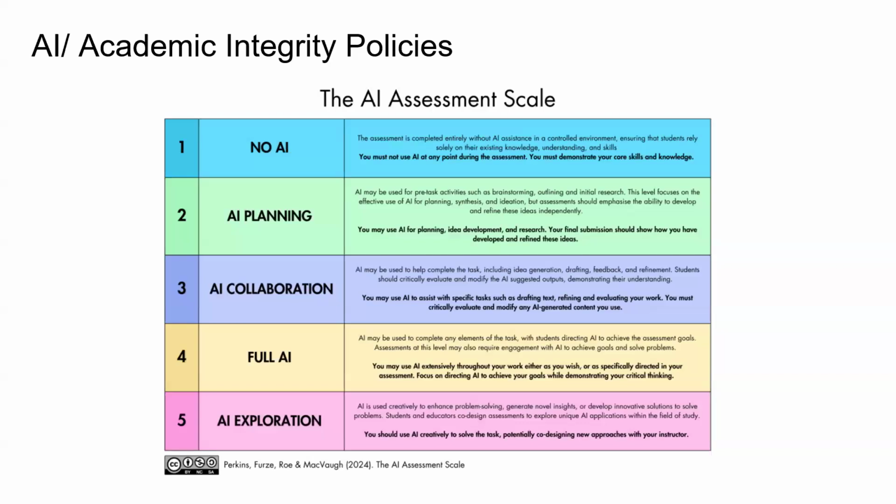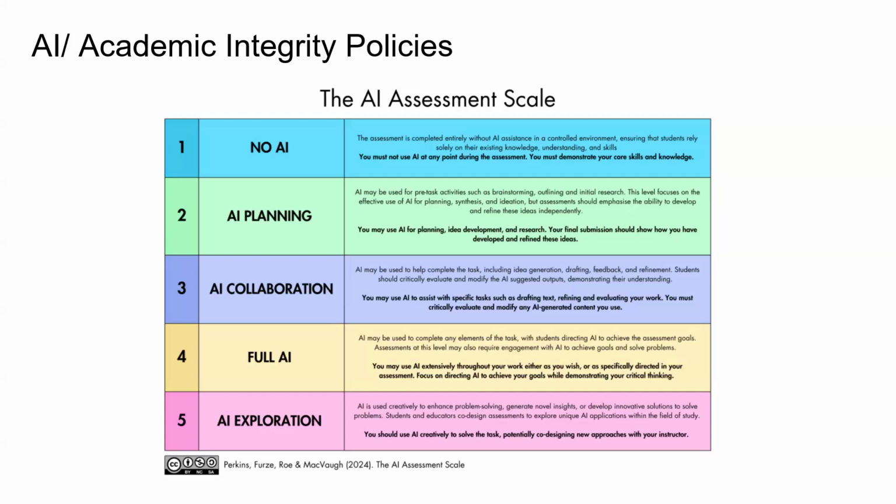So if I put something up where I want a personal reflection, I'm going to say this is a level 1 on the AI assessment scale. My expectation here is that you're not using it, that you're generating your own ideas from your own brain and doing your own work. If I want them to generate that information, it's okay for proofreading or something afterwards, I'll put it into another aspect of the policy.